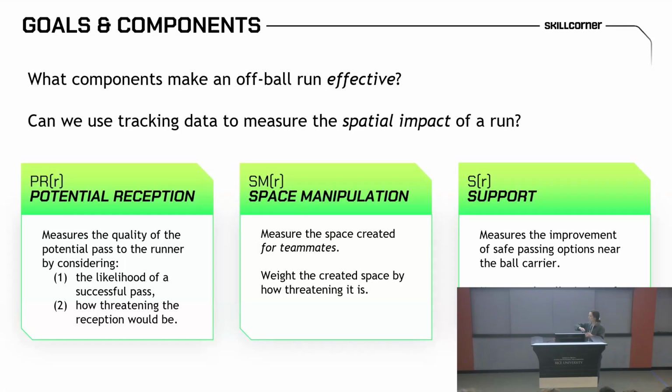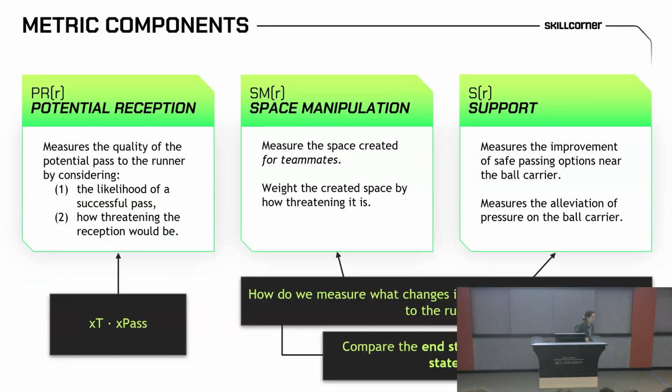The support score focused on the space around the ball carrier and said, okay, is there pressure alleviation here? Is there passing options to maintain possession? So these latter 2 components, we wanted to think about how to measure them. When a run happens, there's a lot of other movement going on that's independent of the run, and we didn't want to include that independent movement in how we were evaluating a run's effectiveness. So what we did was we created what we called a no-run state. And the idea was, what would the end state look like if we suppose the run hadn't happened?